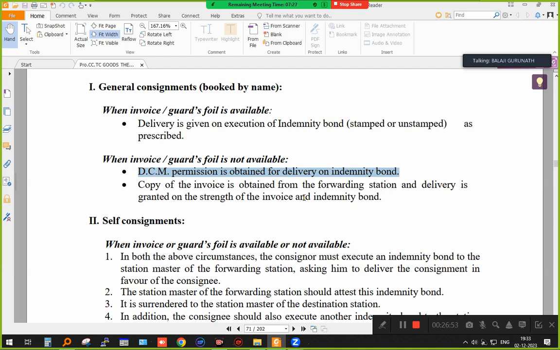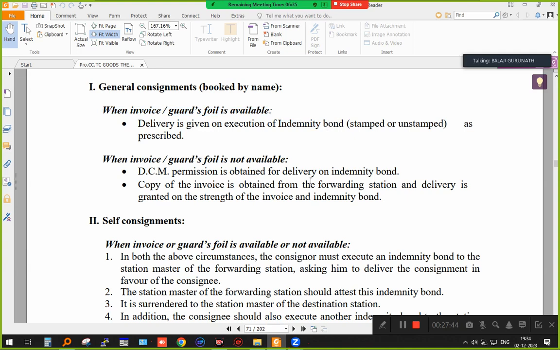Then when the senior DCM says yes, at that time you write to the CPSR or CGSR of the forwarding station and ask him for these details. What is the detail that you ask? A copy of the original invoice. Once the copy of the original invoice is in your hand through whatever channels, it may be post, registered post, WhatsApp nowadays, or verified email, as obtained per senior DCM's orders, then we can go back. At that time this case switches back to the point where the invoice or guard copy is available. At that time we can give delivery on the execution of an indemnity bond.